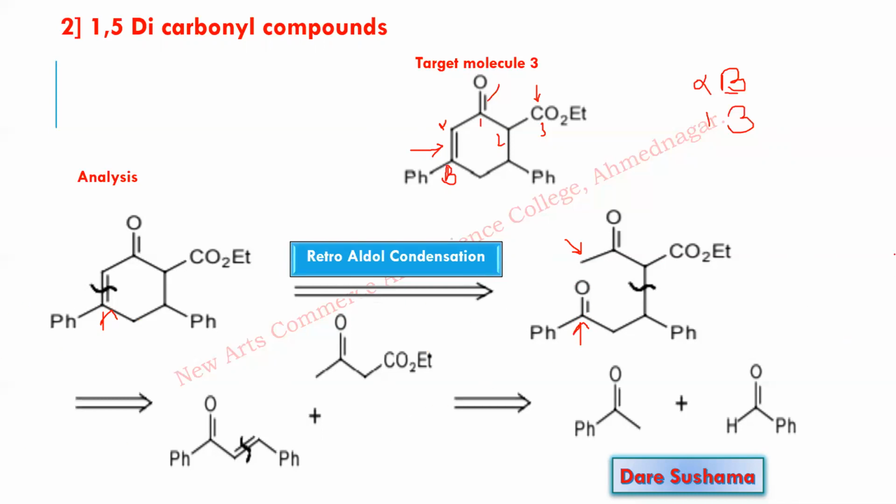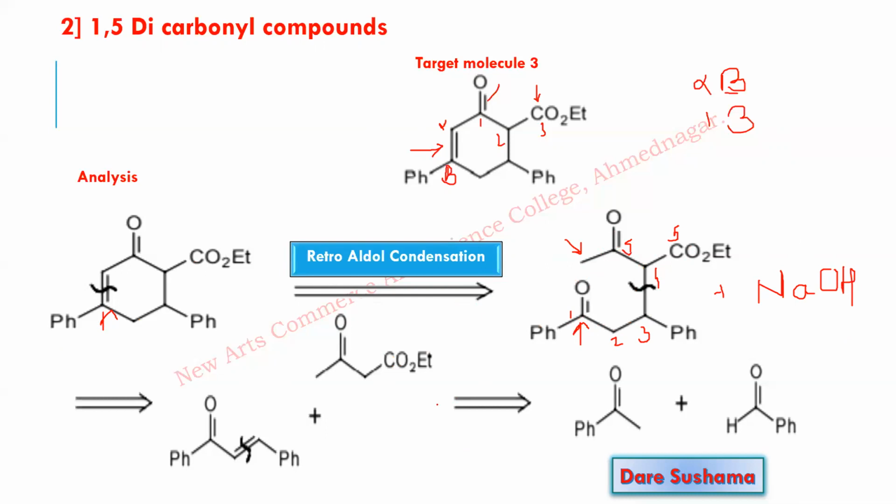Now for aldol, you require a strong base, so either use NaOH or KOH. Now, which relation is generated? 1, 2, 3, 4, 5, or you can go via this way also. So which are the relations? This is 1, 2, 3, 4, and 5. Either you go here or you go here. That doesn't matter because we are not disconnecting a 4-5 bond.